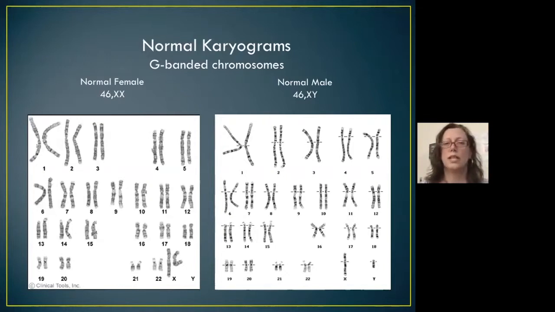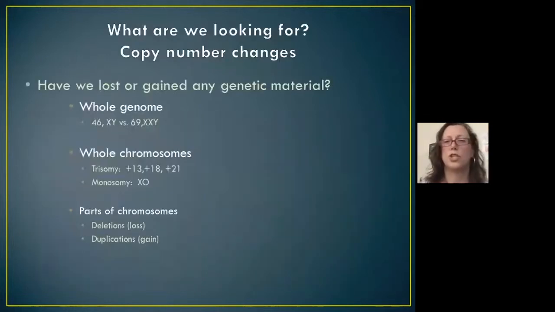So one of the first things that we look for is copy number change. Have we lost or gained any genetic material? Well, there are different ways that copy number changes may present themselves. We may see an extra copy of the entire genome. We may see a gain or loss of the entire genome, or we might even see smaller gains or losses within an individual chromosome.